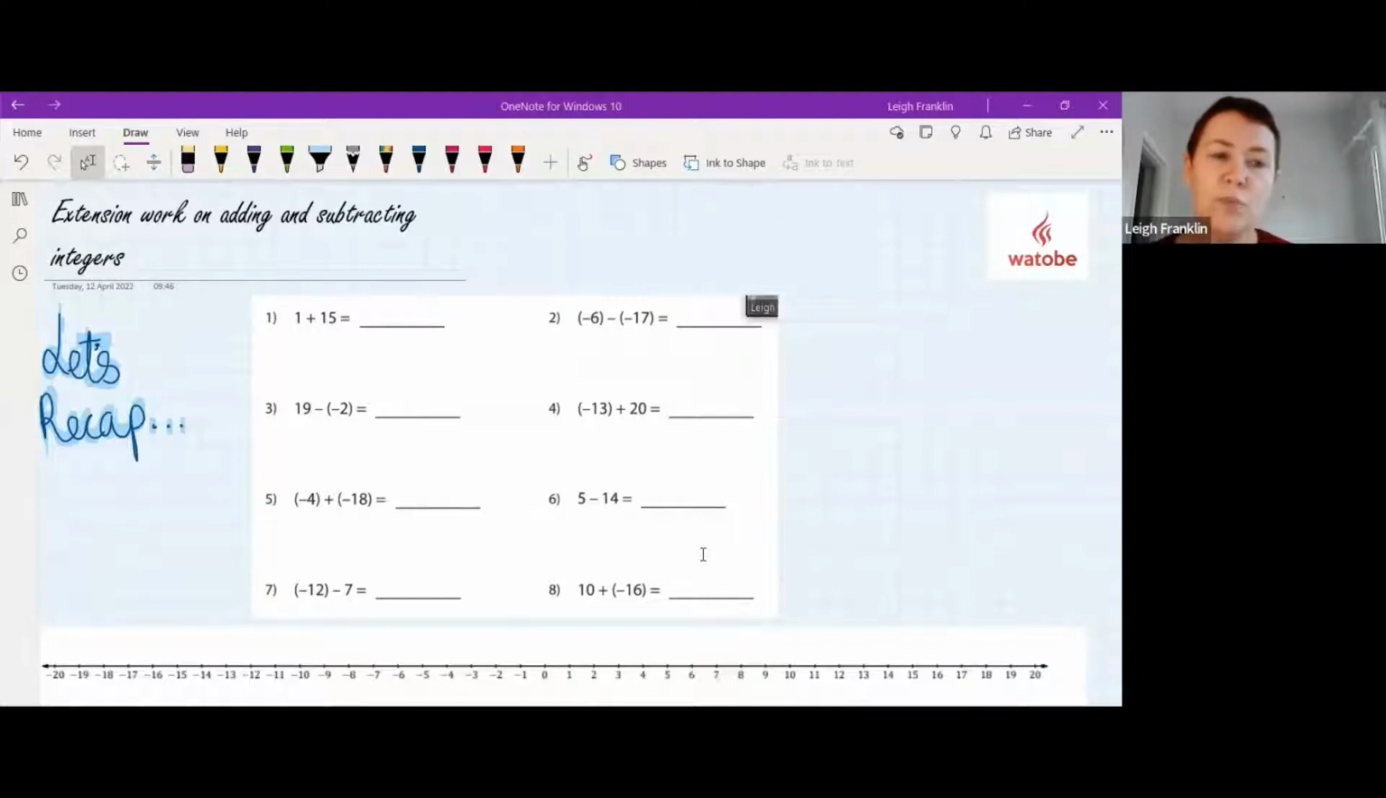What I wanted to do was just go through adding and subtracting one more time, and then give you an opportunity to work on some questions that we didn't manage to get to last time. And then I found some word problems for you. So I want us to go and have a look at those as well.